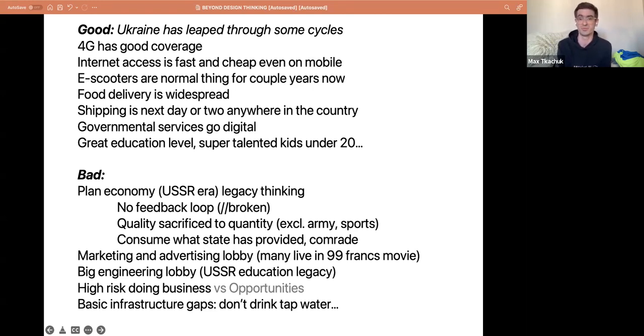Also, we have a huge marketing lobby. Many designers are staying there, not developing themselves wider, living this movie called 99 Francs. Who saw it? We have a big engineering lobby because of the USSR legacy of education closer to the military industrial complex. We have high risk doing business, of course, versus opportunities. And we have some big infrastructure gaps on basic levels. Say, you better not drink water from the tap.